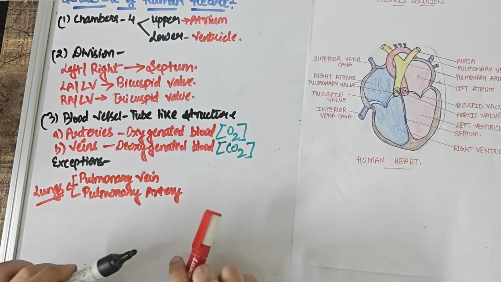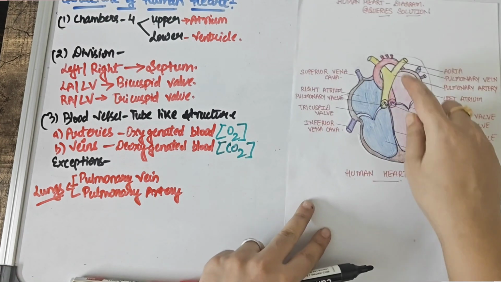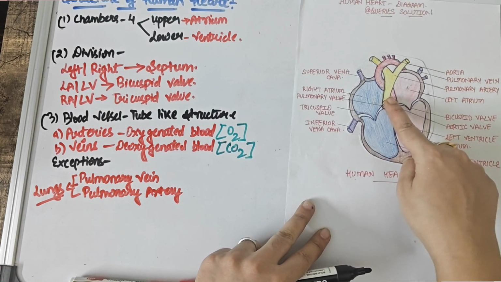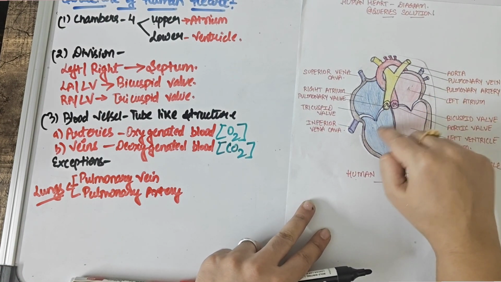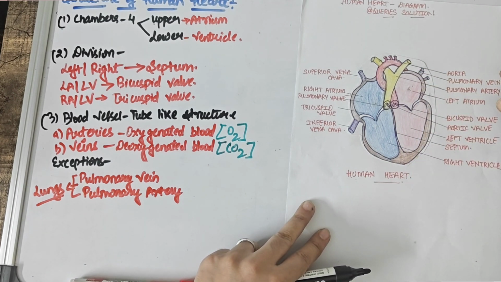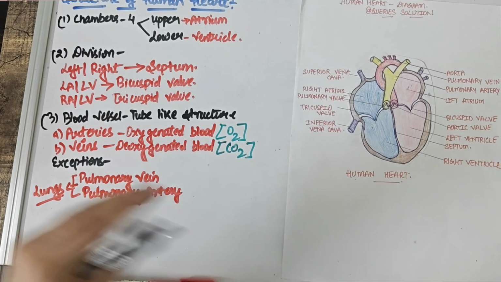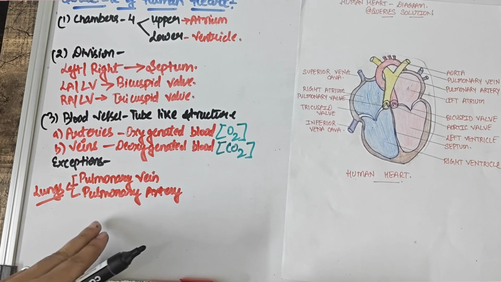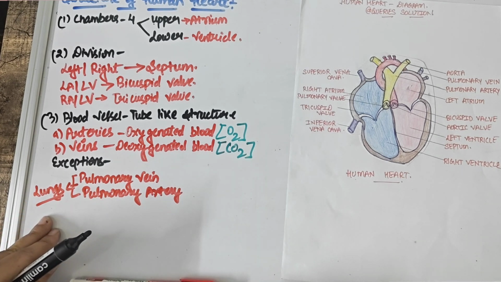So first important concept: this yellow tube that you can see is your pulmonary artery. These two short tubes that you can see are your pulmonary veins, and both of these tubes, kids, have a connection with the lungs. So this is first of all an important thing you should know, that both of these vessels have a connection with the lung.